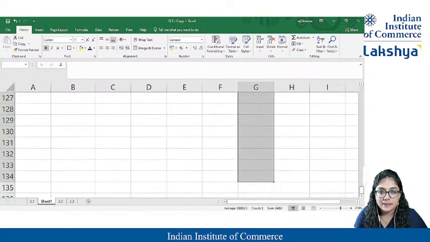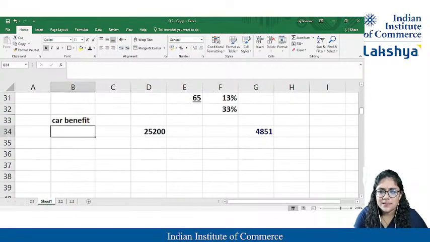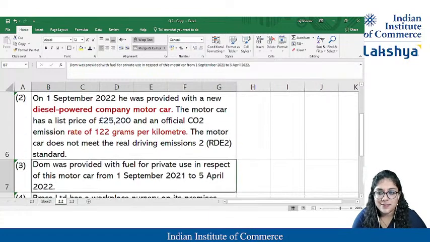Yeah, everything I can make like this with the dark blue color. So I hope you guys understood these also. So yeah, there was a car benefit, and we successfully managed to do this also. Cool. What have they asked us in the third question?